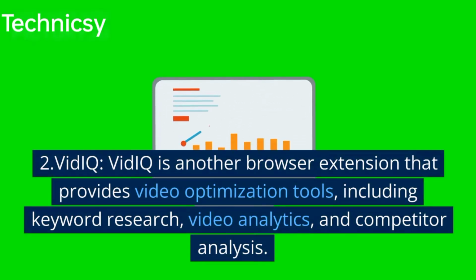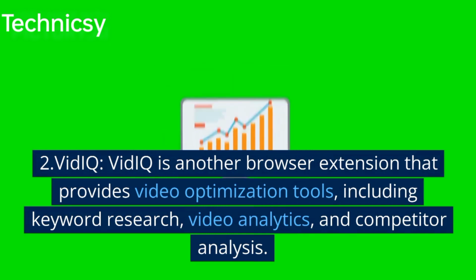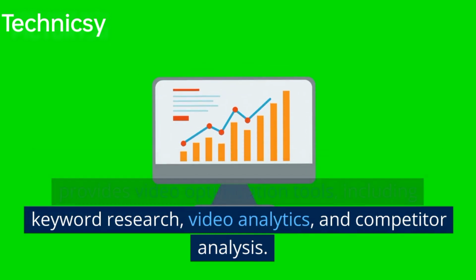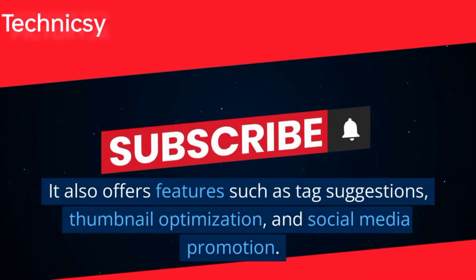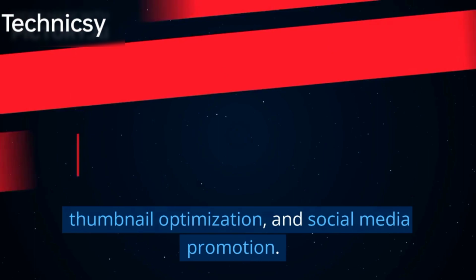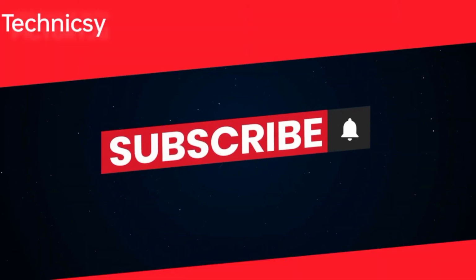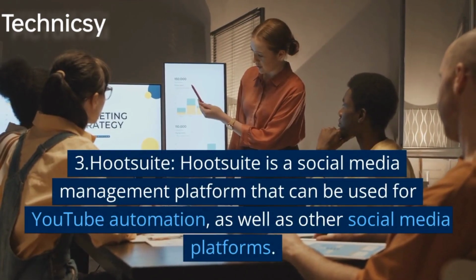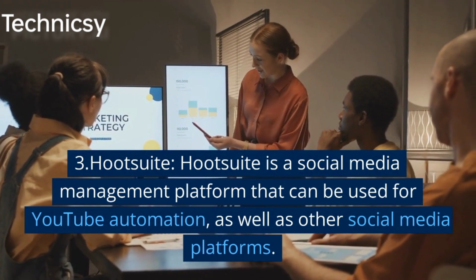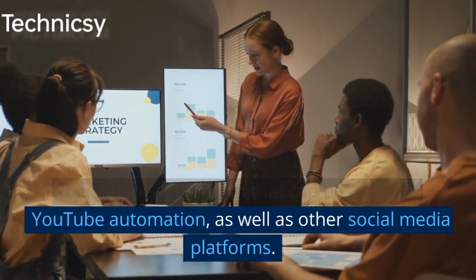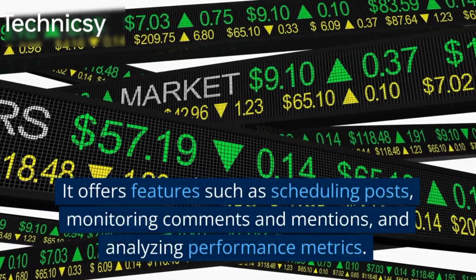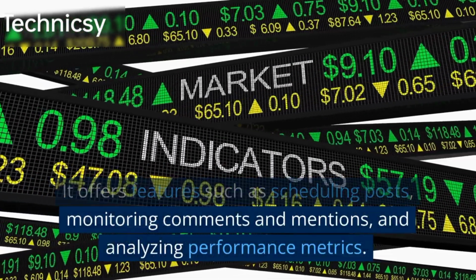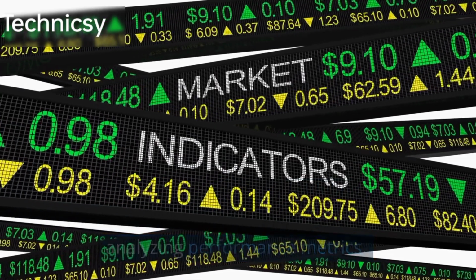2. Vidicue. Vidicue is another browser extension that provides video optimization tools, including keyword research, video analytics, and competitor analysis. It also offers features such as tag suggestions, thumbnail optimization, and social media promotion. 3. Hootsuite. Hootsuite is a social media management platform that can be used for YouTube automation, as well as other social media platforms. It offers features such as scheduling posts, monitoring comments and mentions, and analyzing performance metrics.